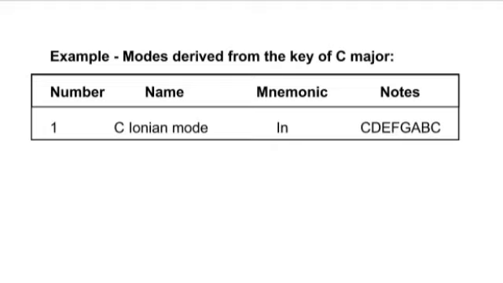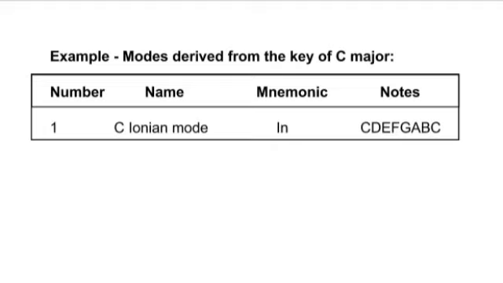This mode has a number, 1, and a name: it's called the Ionian Mode, after the name of an ancient Mediterranean tribe who inhabited a region in what is now Western Turkey. The mnemonic column has the word "in", a word beginning with I, to remind us of I for Ionian. Don't worry, that is going to make a bit more sense as we work through the lesson.